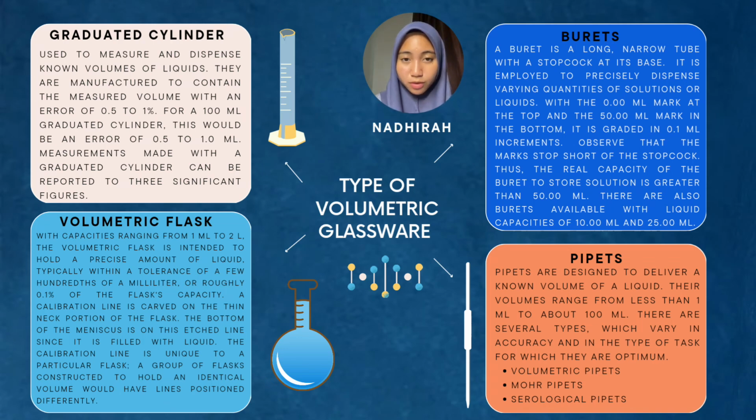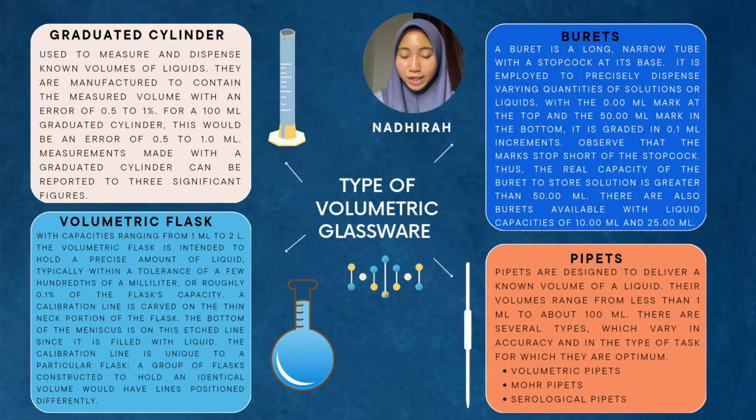And secondly, we have the volumetric flask. With capacities ranging from 1 ml to 2 liters, the volumetric flask is intended to hold a precise amount of liquid, typically within a tolerance of a few hundredths of a milliliter or roughly 0.1% of the flask capacity. A calibration line is etched on the thin neck portion of the flask. The bottom of the meniscus sits on this line when it is filled with liquid. The calibration line is unique to a particular flask. A group of flasks constructed to hold an identical volume will have lines positioned differently.